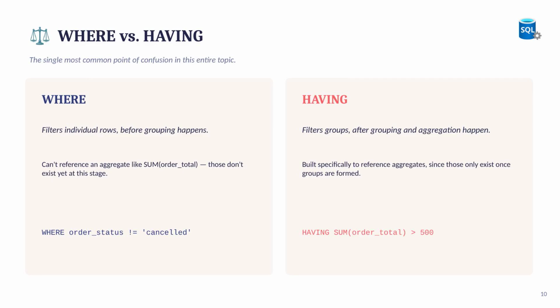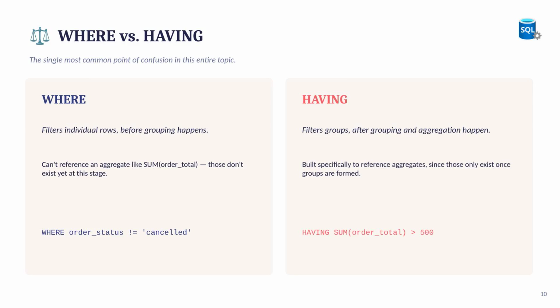Now, the single most common point of confusion in this entire topic: WHERE versus HAVING. WHERE filters individual rows, and critically, it happens before grouping ever occurs. That means WHERE cannot reference an aggregate like SUM of order_total, because those sums simply don't exist yet at the point where WHERE is evaluated.